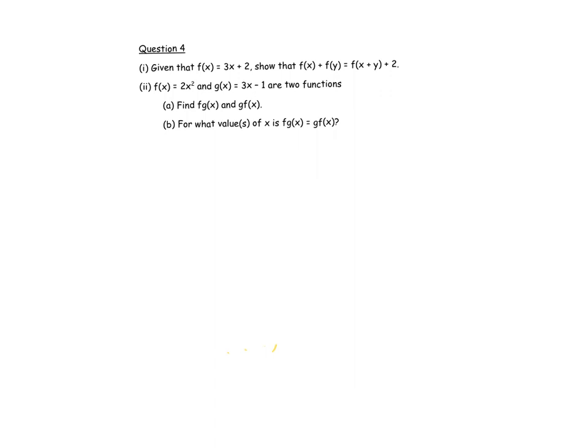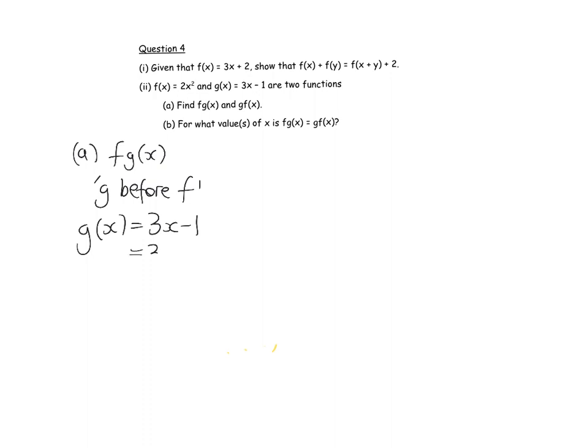So to start with this one, this means g before f. So we know that g of x is equal to 3x minus 1. So then that just gives us an answer of 3x minus 1. And then f of x is equal to 2x squared. So we need to figure out what f of 3x minus 1 is.